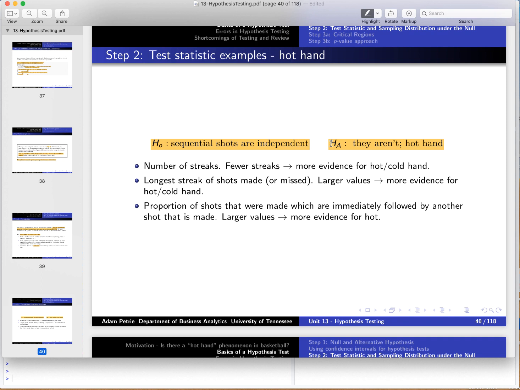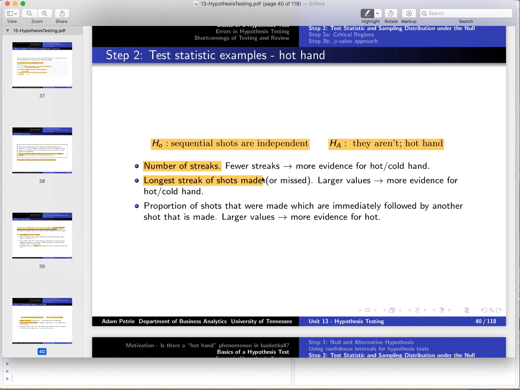Well, what could we measure about the data that's been collected? Well, we've gone through those examples. We could measure the number of streaks that we see in that sequence. The fewer the streaks, the more evidence of a hot hand, that the ones all kind of come all in a row. We could look at the longest streak of shots made, or maybe the shots missed here. That's something we could measure from the data and use as our test statistic to see which of the two worlds we're living in.